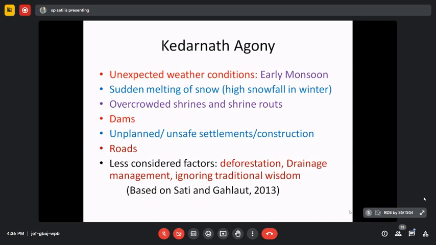All other factors are also less considered: deforestation and drainage management are very poor in almost all the townships in the hills. Most of the natural drainages are either choked, narrowed down or completely blocked. And in the process of so-called speedy development, the traditional wisdom is ignored to a great extent.